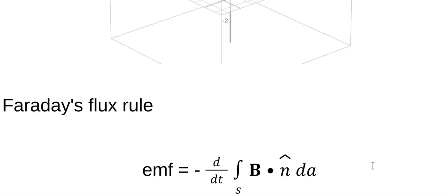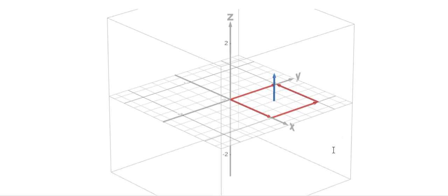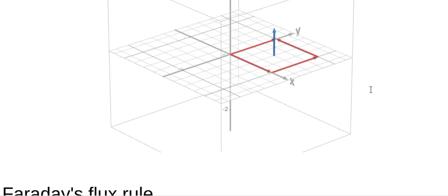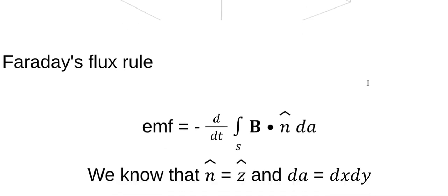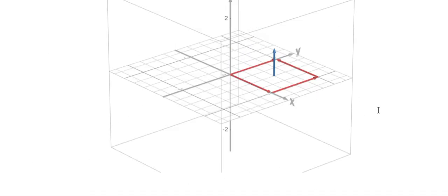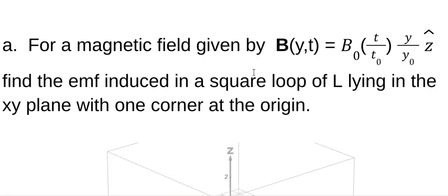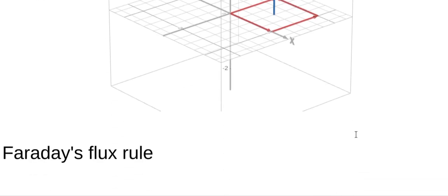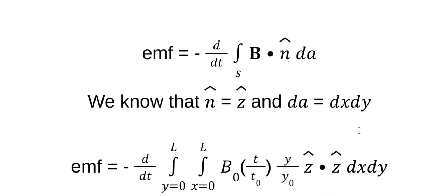EMF equals this. Now we instantly know just by looking at this diagram what the unit normal is, right? N hat is just z hat because it's going exactly the same direction. We also know what dA is. It's dx dy, right? So that was pretty straightforward. So we know these two things, so we can put this in our integral. And he gave us, since it's a square, the limits of integration because he said one corner of it is lying on the origin. So it's 0 to L in both directions. So we set up our integral like this.